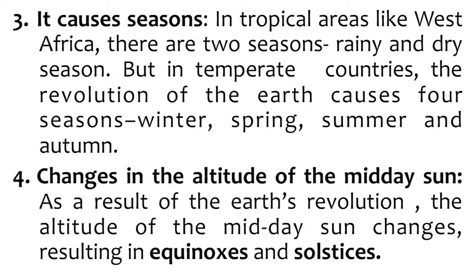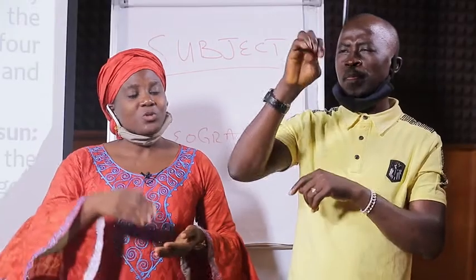In the tropical areas like West Africa, we have 2 primary seasons, the rainy season and the dry season. While in temperate regions, they have 4 seasons. They have winter, summer, autumn, and spring. And then number 4, we have changes in the altitude of the midday sun. As a result of the Earth's revolution, the altitude of the midday sun changes, resulting in equinox and solstice. That's what we were talking about earlier.